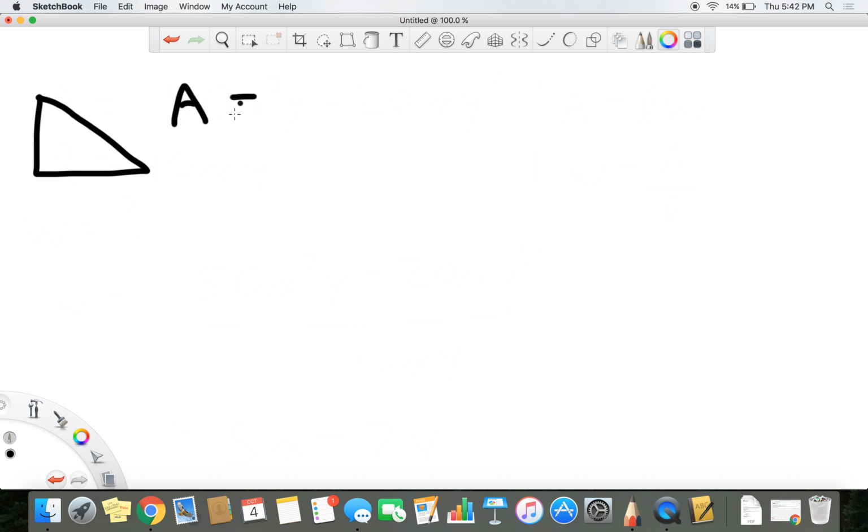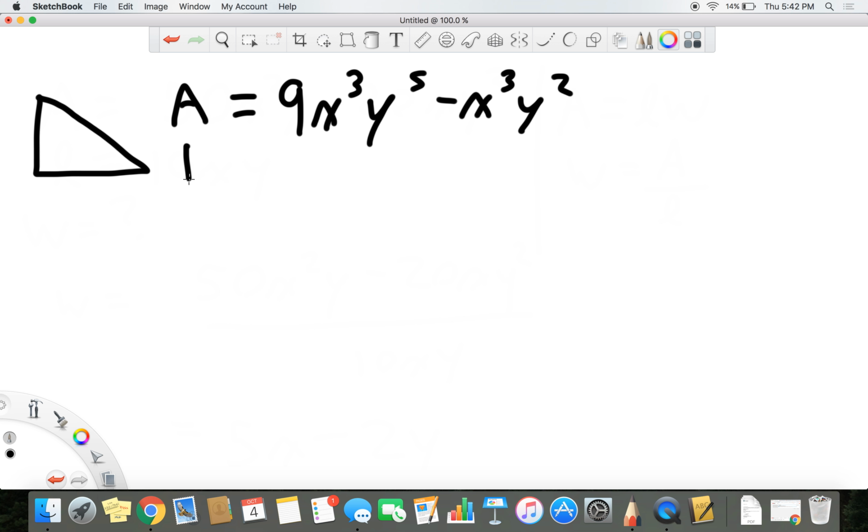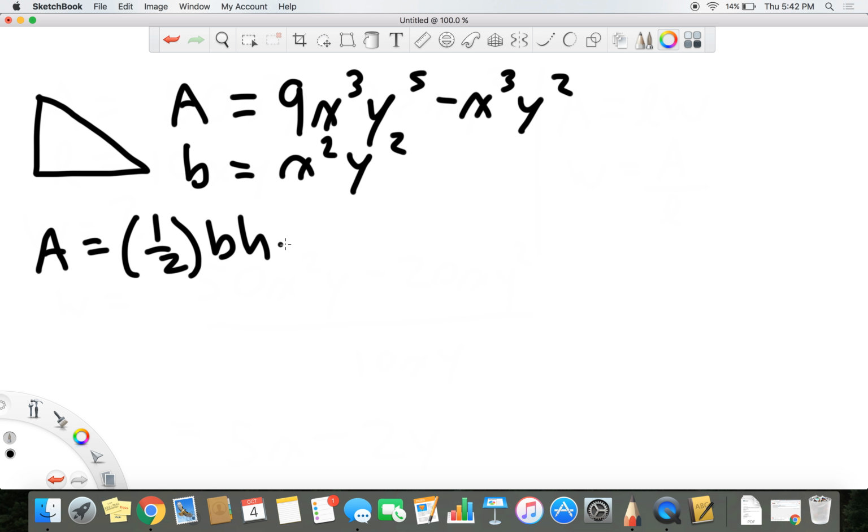The area is equal to 9x cubed y to the power 5 minus x cubed y squared, and we know that the base is equal to x squared y squared. So we know the area is equal to 1/2 base times height. And we don't have the height, so let's try to figure out the height. So height is equal to question mark.